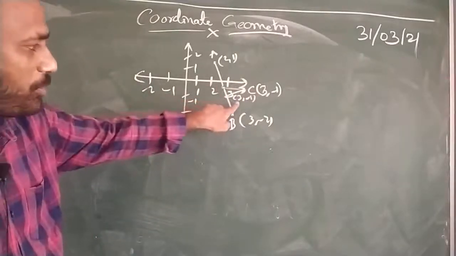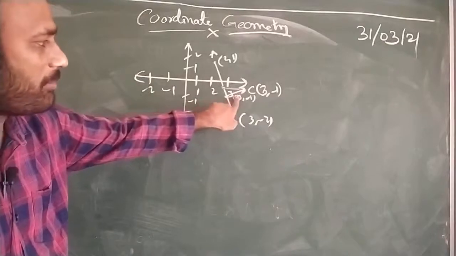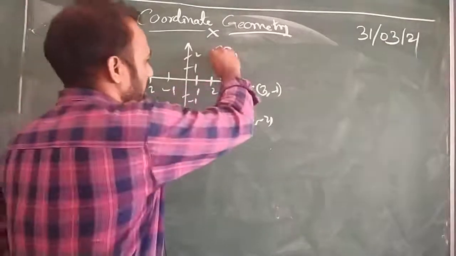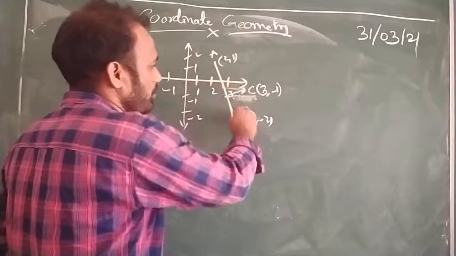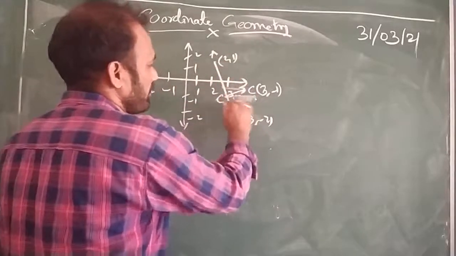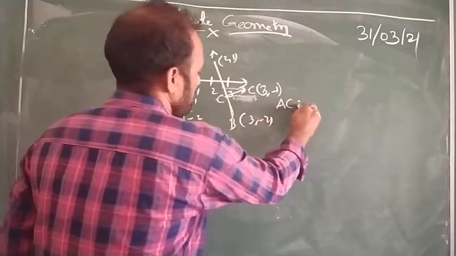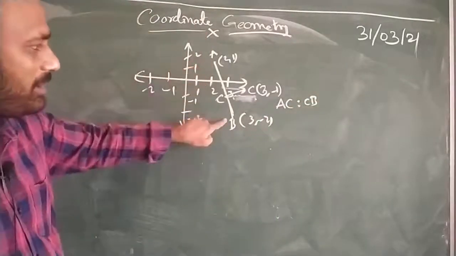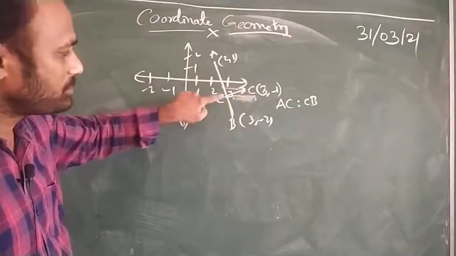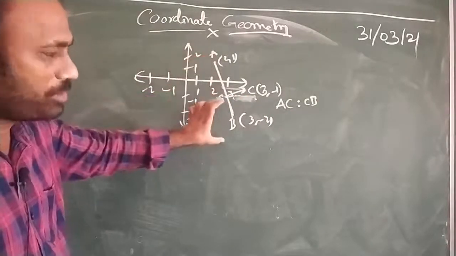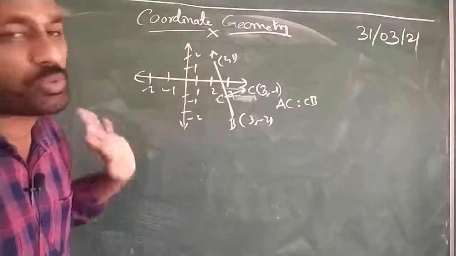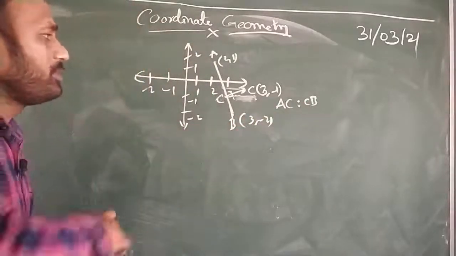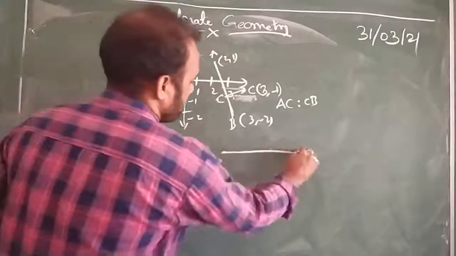So if there is a point C which is at 3 comma minus 1, my question is, from A to C and C to B, in what ratio is it going to divide? So I want the AC is to CB ratio. The line segment is divided by a point. So that point divides it in what ratio? Means AC length and CB length is what?